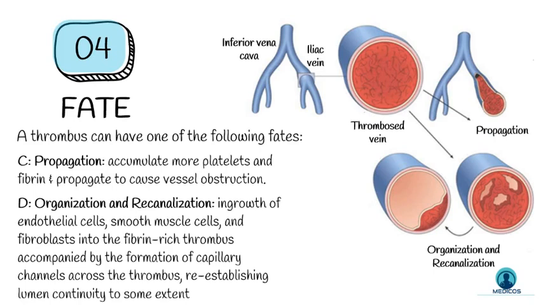Organization refers to the ingrowth of endothelial cells, smooth muscle cells, and fibroblasts into the fibrinous thrombus, and organization is accompanied by the formation of capillary channels across the thrombus, reestablishing lumen continuity to some extent, and this is known as recanalization. The recanalization eventually converts the thrombus into a vascularized mass of tissue, which is later on incorporated as a subendothelial swelling of the vessel wall.